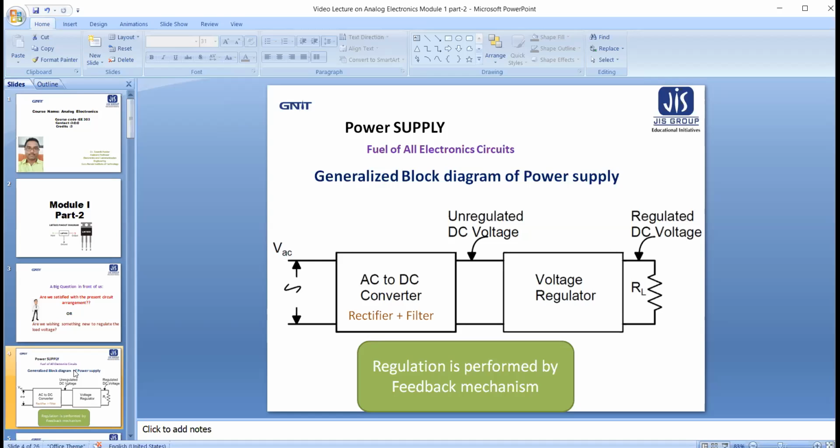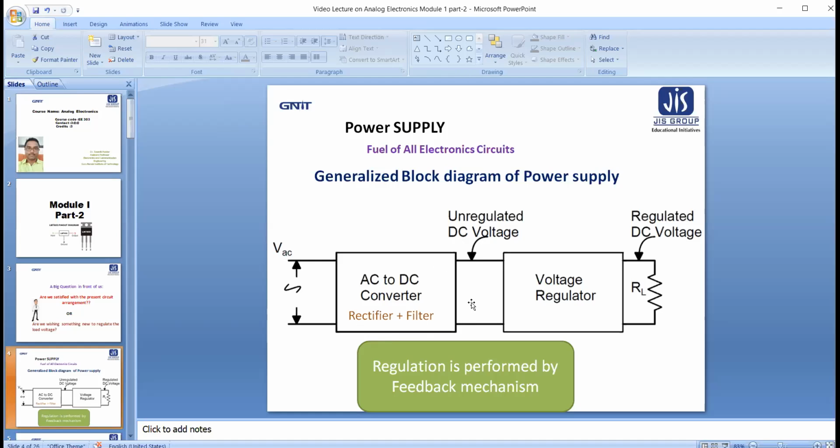The generalized block diagram of the power supply is depicted in this pictorial presentation. First we have two blocks. One is the AC to DC converter, which is nothing but a rectifier. Then we introduce a filter. So the combination of rectifier and filter is called the AC to DC converter. But this circuit will only produce an unregulated DC voltage. Although we are getting some sort of low ripple voltage, we cannot regulate it.